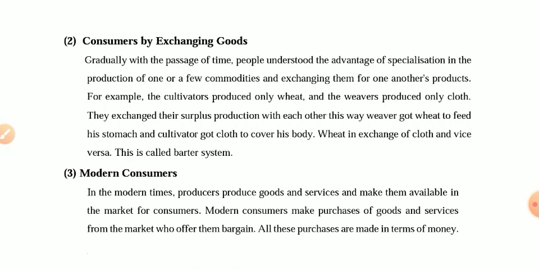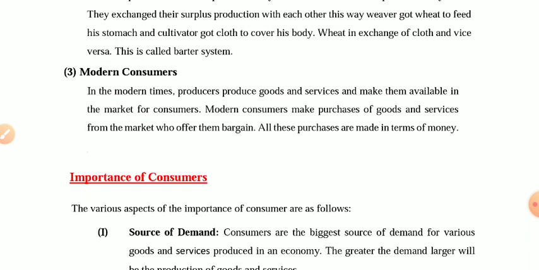Students, in the barter system of exchange, suppose a producer is producing wheat and another is producing rice. If they have a surplus quantity of wheat and rice, then they exchange with each other to fulfill each other's wants. This is known as consumers by exchanging goods. The next one is the modern consumer.